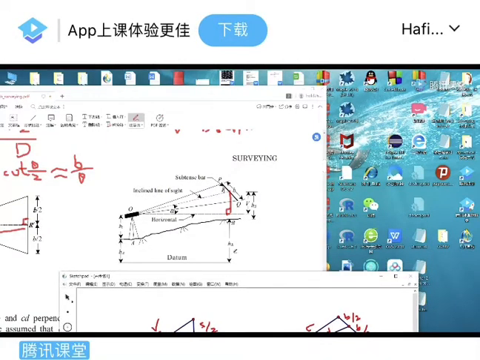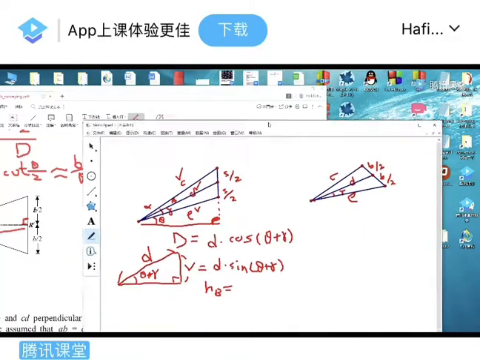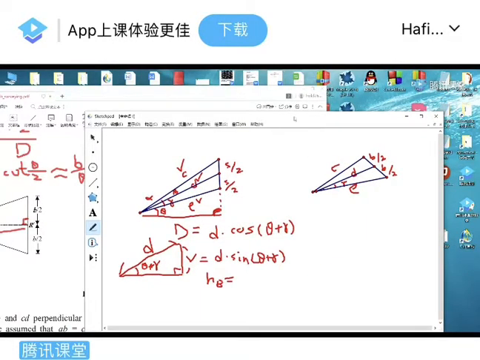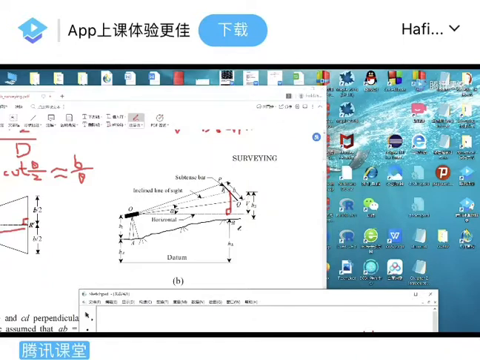Now comes the problem. We want to measure. The first thing I want to measure is D, and I also want to measure HB, right? The whole two purposes are D and HB. Let's take a look at D first. Where is D in this case?